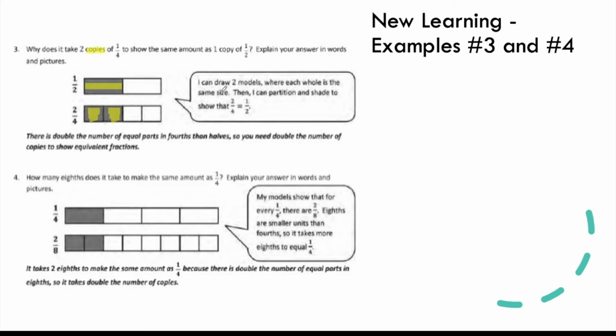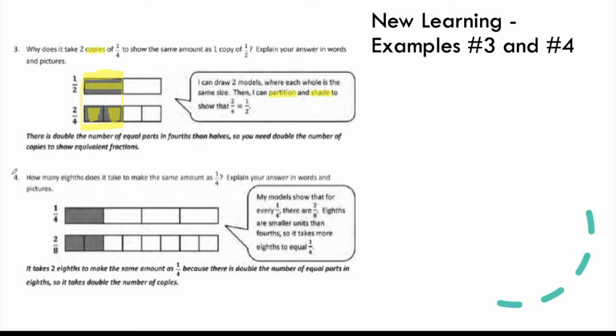Where each whole is the same size. It's important when we're comparing that our fraction strips are the same size. Then I can partition, remember that means to cut, and shade to show that 2/4 equals 1/2. And that's exactly what they did. They drew two equal size fraction strips. They cut one into a half and colored it. They cut another one into 2/4 and colored it. And look at that. Those are the same size. They are taking up the same amount of room.